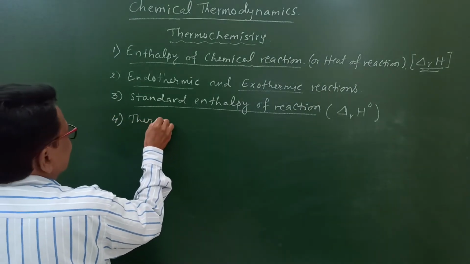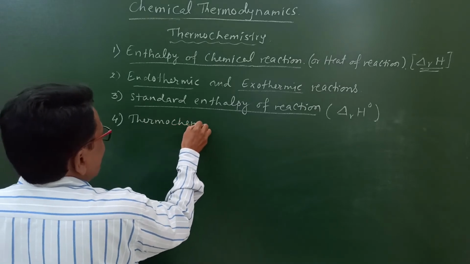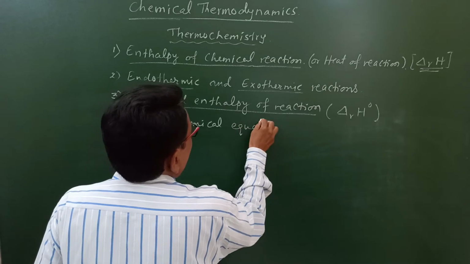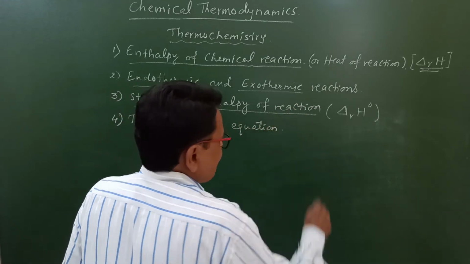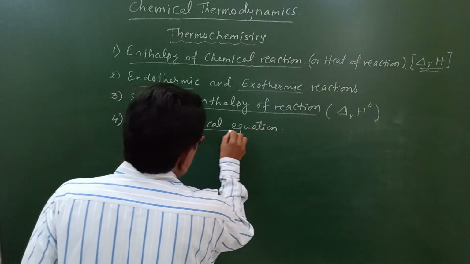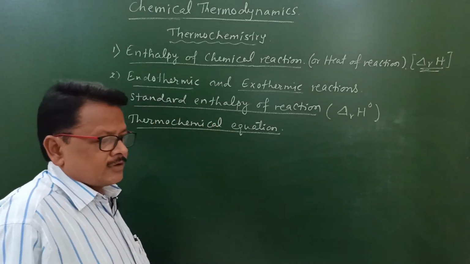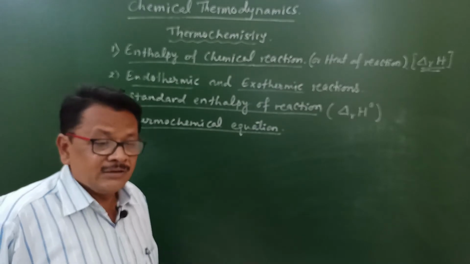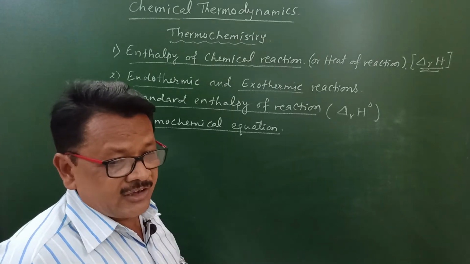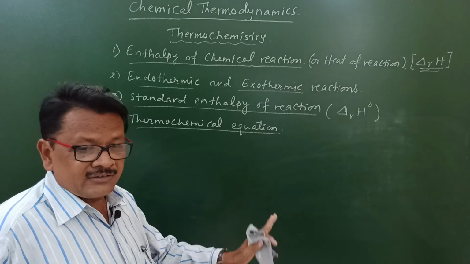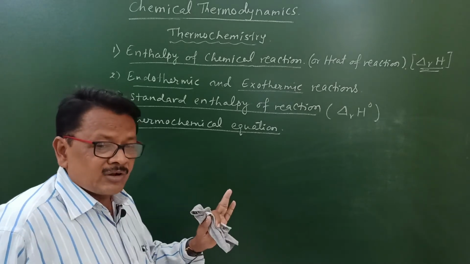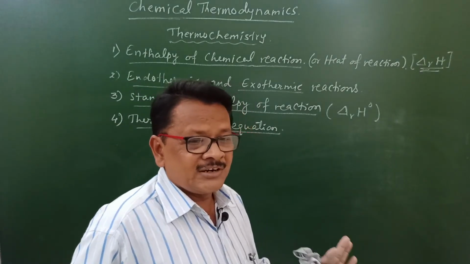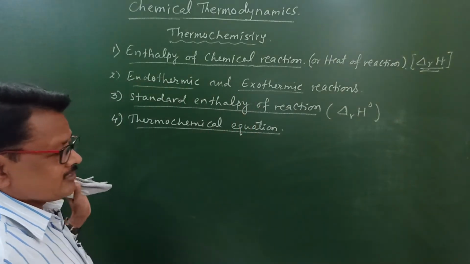Thermochemical equation. In this point, a thermochemical equation is the balanced chemical equation in which the enthalpy change, the states of the reactants and products, and the number of moles of the reactants and products are specified. That is known as a thermochemical equation.